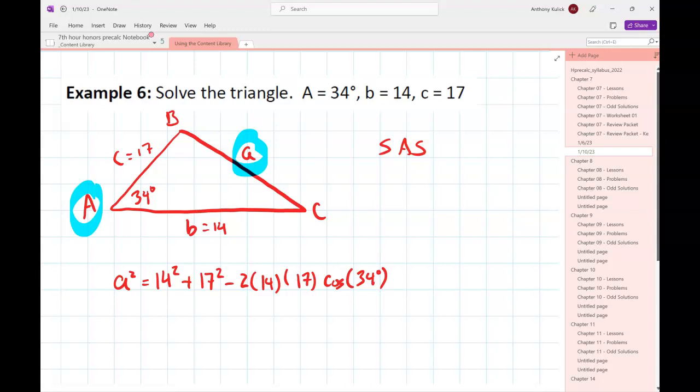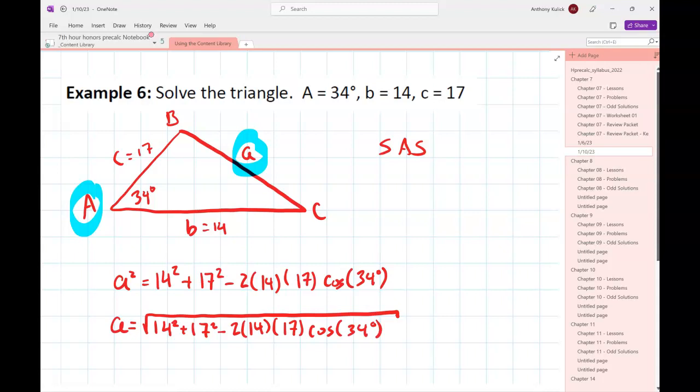What do I need to do to get a? Square root both sides. Now remember, when we square root both sides of an equation, it creates a plus or minus. Why am I not worrying about the plus or minus in this case? This is a measurement, so that's plus. Yeah, it's the side length of a triangle. That's a measurement. It has to be a positive number.